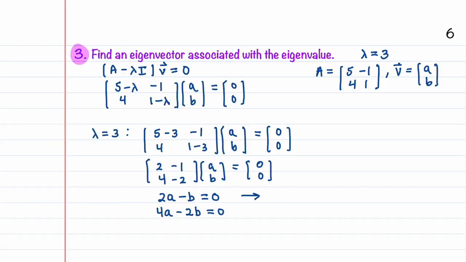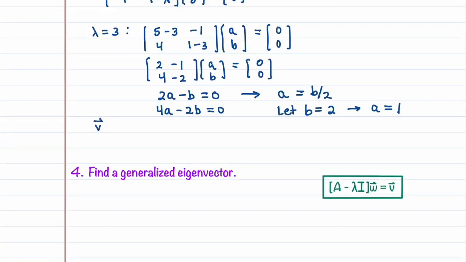I'm going to solve this for a because I think that's going to be easier. A is going to be equal to b over 2. Now we get to choose a value for b. So I am going to let b be equal to 2, and the reason I'm doing that is that makes a equal to 1, which is really nice. Our solution then, our eigenvector, is equal to [a; b], and now we can plug in that this is equal to [1; 2]. We're going to need that in a minute, so let's go ahead and highlight that.